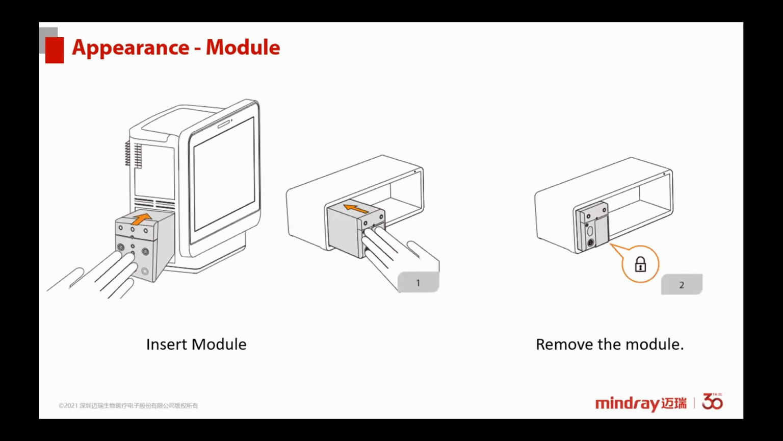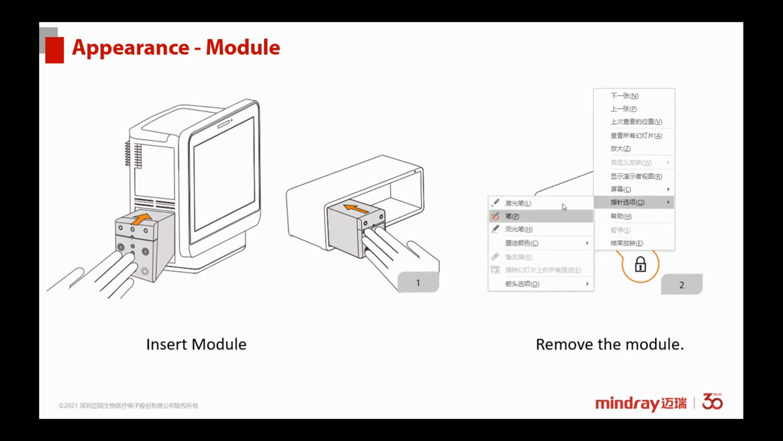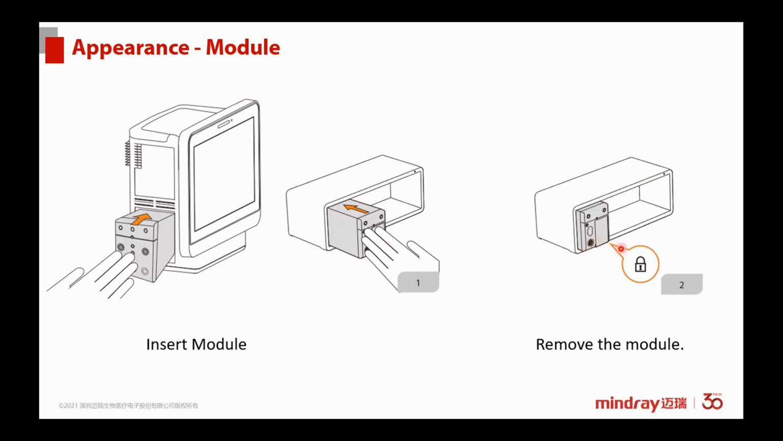And here we show you how to insert the module. After you insert the module, you will hear a click, which means that it's locked in the module rack. If we want to remove the module, at the bottom of the module there is a button. When you press it, it will unlock the module. Then you can remove it easily.